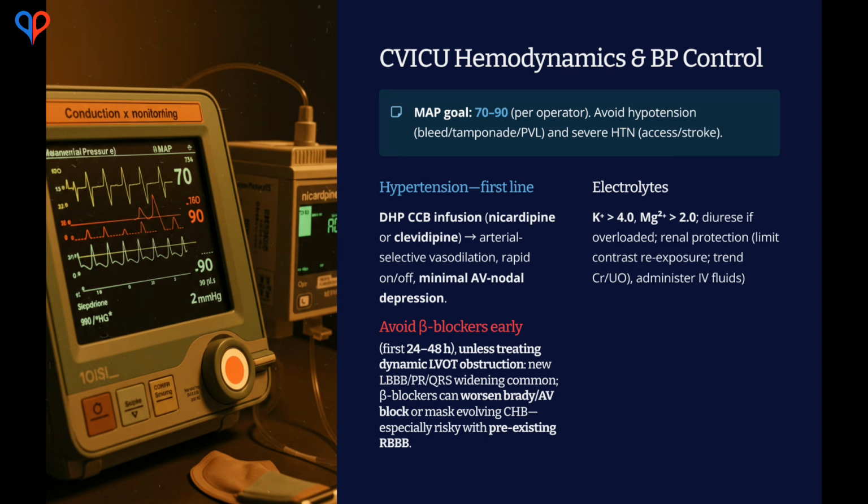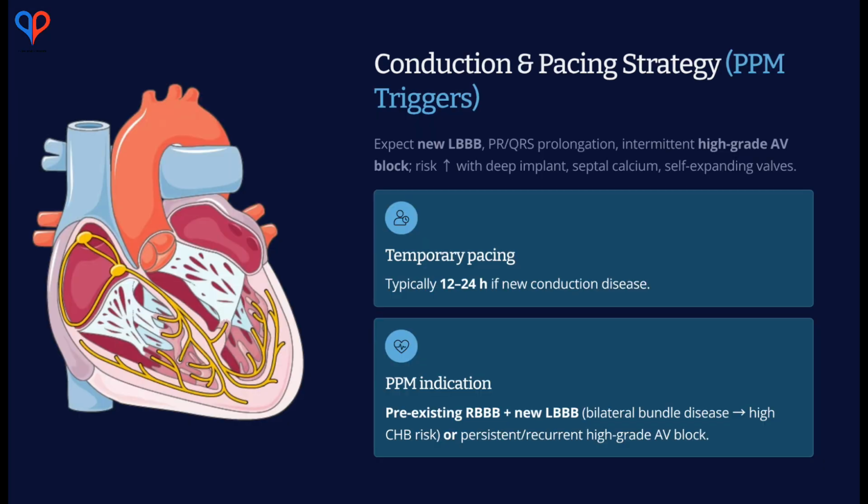In the first 24 to 48 hours, we avoid beta blockers as routine antihypertensives. New left bundle branch blocks, PR or QRS widening, and intermittent high-grade AV block are not rare, and beta blockade can worsen bradycardia or AV block, or obscure evolution to complete heart block, especially dangerous if the patient had pre-existing right bundle branch blocks. Conduction is the wild card.